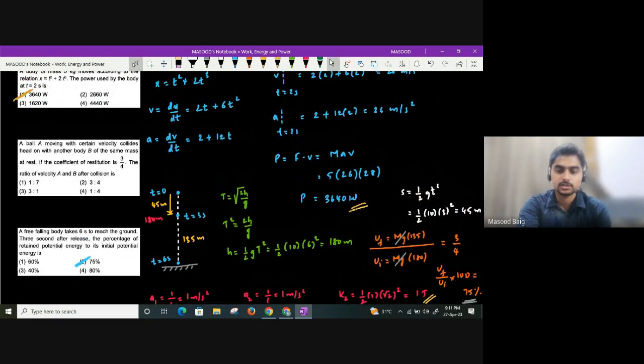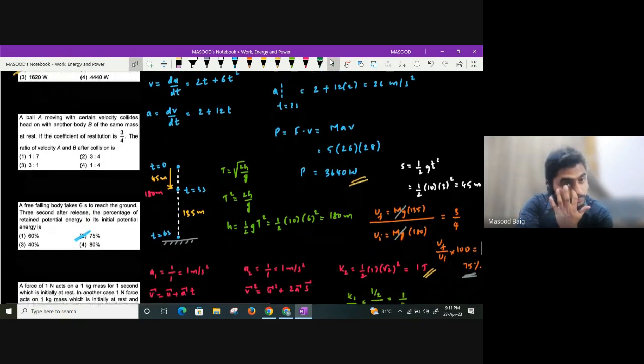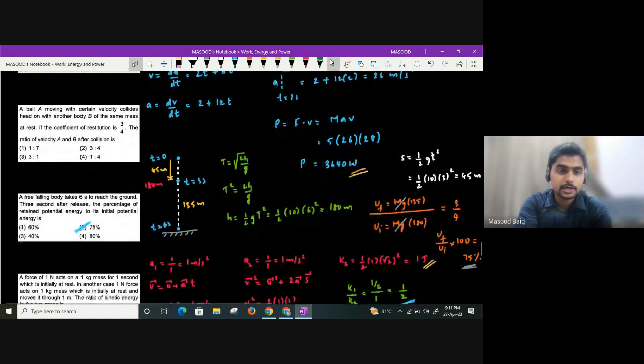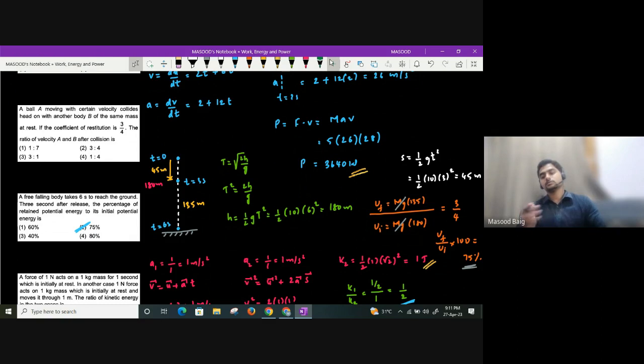A ball, which is the last question, guys. A ball moving with certain velocity collides head on with another body of the same mass at rest. If the coefficient of restitution is 3 by 4, the first ball is moving with some speed, let us say u. Second ball, initial velocity will be 0. Coefficient of restitution is given as 3 by 4. After collision, what would be the ratio of their velocities, they're asking?